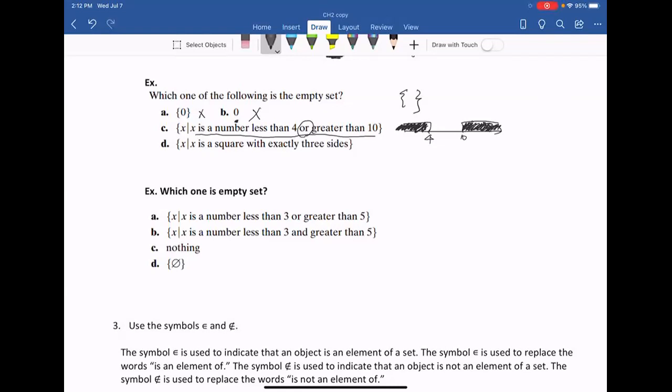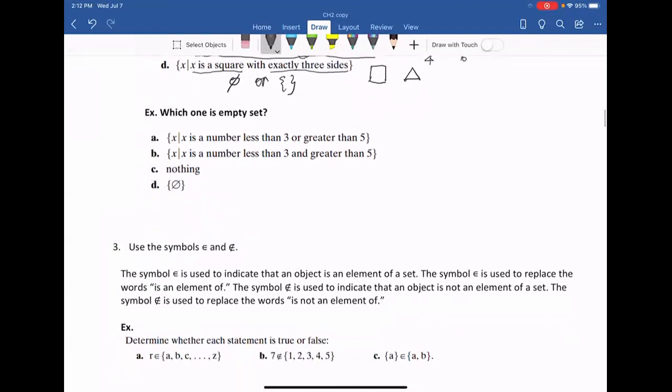Next one, the condition is X is a square with exactly 3 sides. What's the meaning of square? That's like this. It must have 4 sides. So a square with 3 sides, that's a triangle. I can't make a square with 3 sides. So this one is an empty set. I can use phi to say this is an empty set, or I can use the braces. Let's move on to the next one.